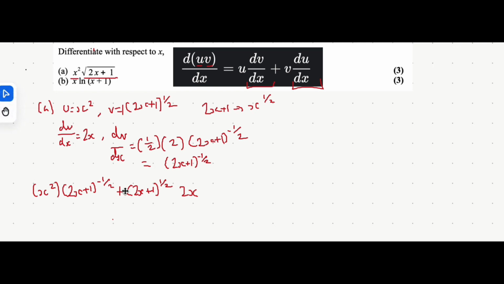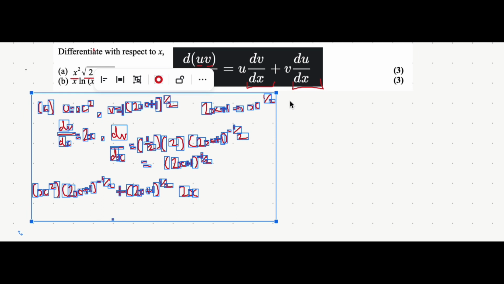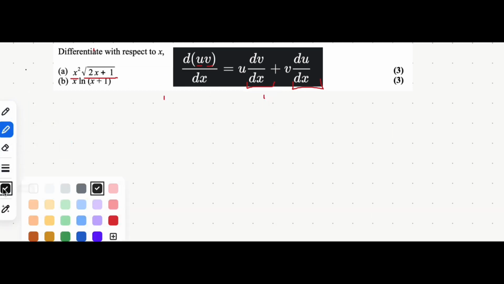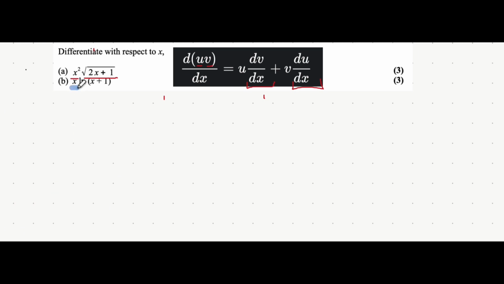Moving on then, let's do part B of this question. Again, we have two different functions that are being multiplied together. We have the function x multiplied by ln x plus 1. So let's call one of them u, which is x. By the way, it doesn't matter which one you call u and which one you call v. And let's call v ln x plus 1. Now du dx is going to just be equal to 1.